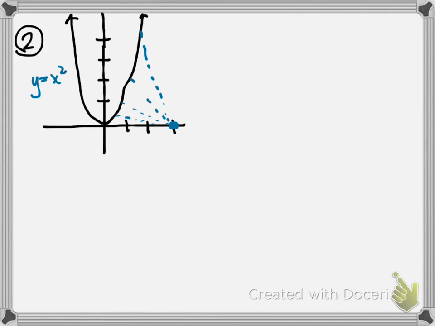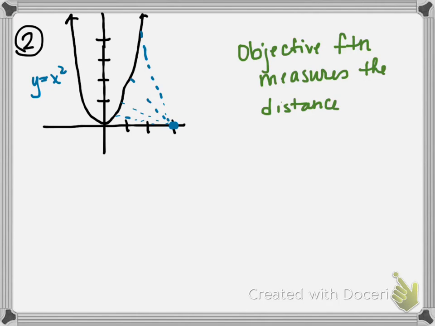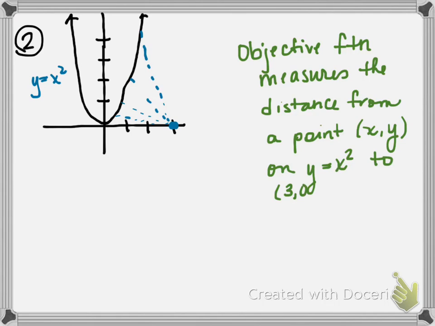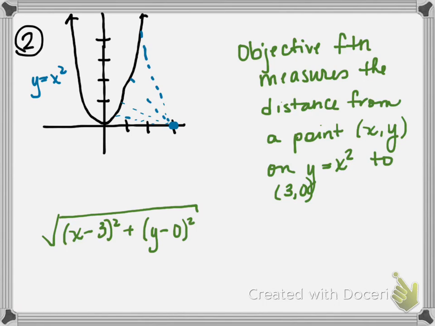or in other words, we're going to have the smallest distance. Okay, so our objective function measures the distance from a point x, y on the graph of y equals x squared to the point (3, 0). So that's what our objective function needs to be. So here's our distance formula from (x, y) to (3, 0). Okay, so we want to minimize this distance.